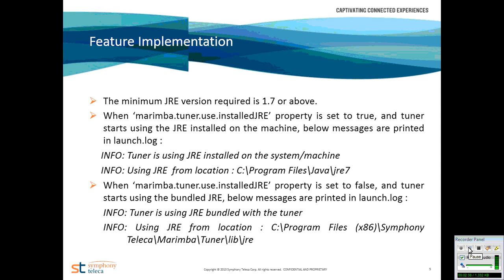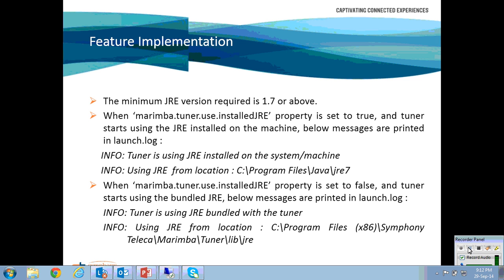When this property, that is marimba.tuner.use.installJRE, is set to true, and tuner uses the JRE that is installed on the machine, there are certain set of messages that get printed in launch.log. It gives info such as tuner is using JRE installed on the machine, and it also gives the location of the JRE that is being used. And when this property is set to false, again there are certain set of messages that get printed in launch.log, and these messages are tuner using JRE bundled with tuner and the location of JRE.